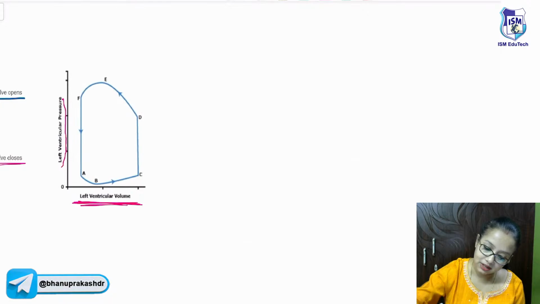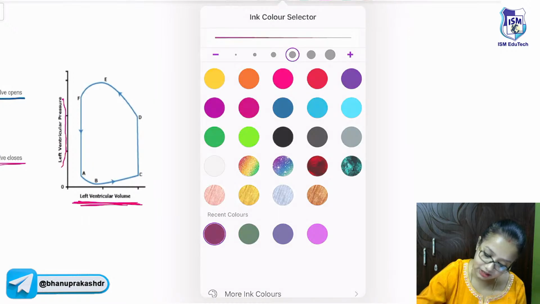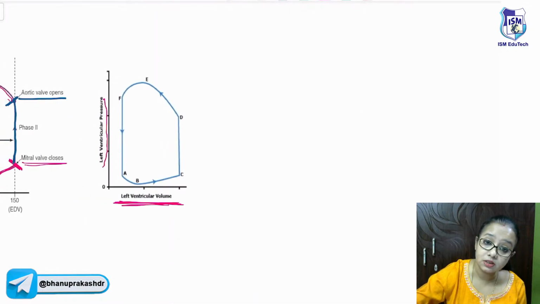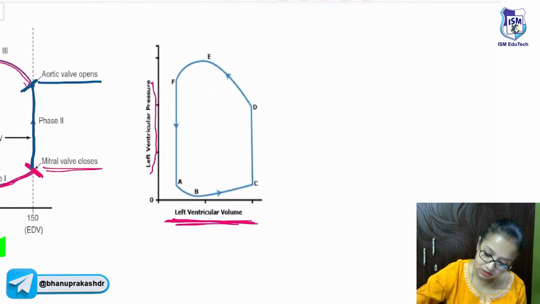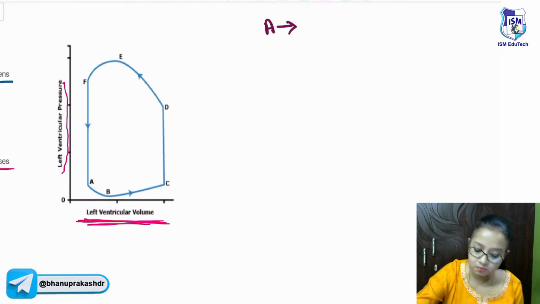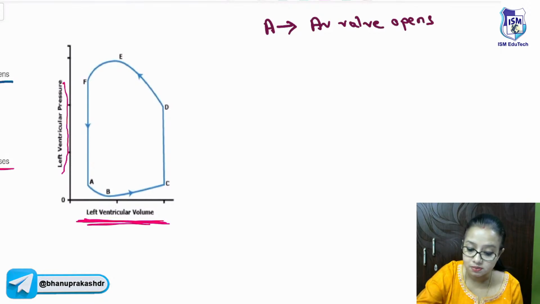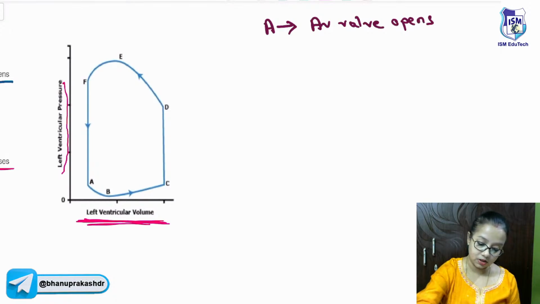Now, going by the events, how do we remember it? How do we write it? Like A. Can you see? Yes, this pressure A, this point A. What is point A? Point A is the point where the AV valve opens. We are studying and repeating these things over and over because understanding these points, this pressure loop, this Wiggers diagram, and these points in the diagram is of absolute necessity. So, at A, the AV valve opens.